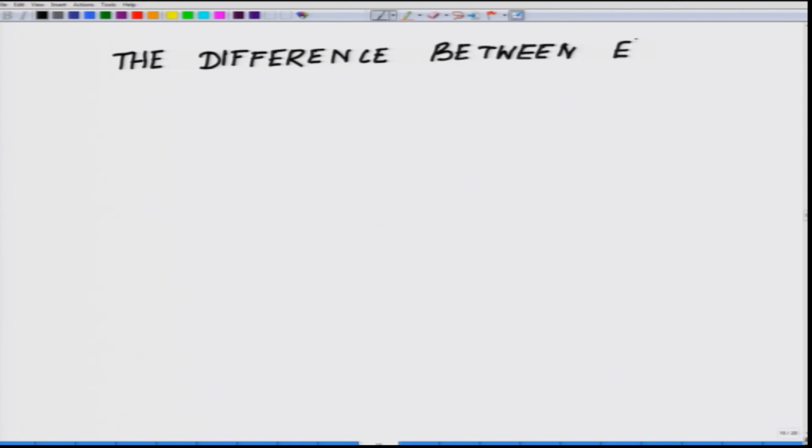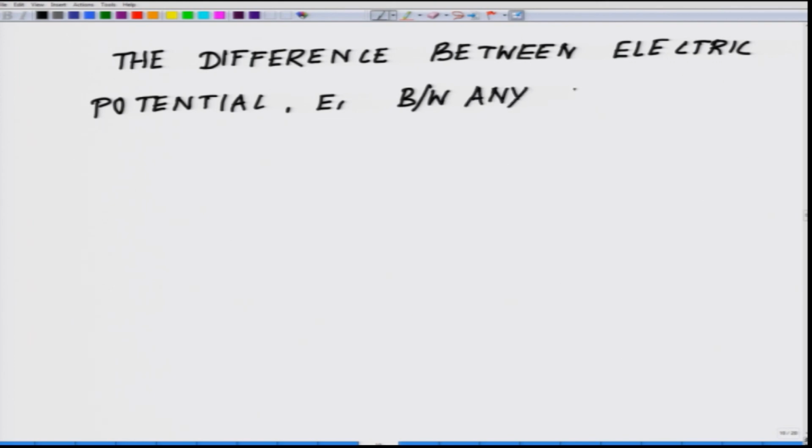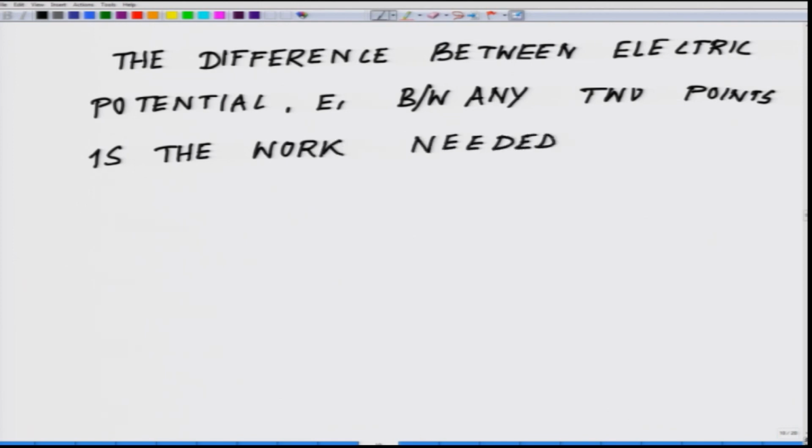The difference in electric potential E between any 2 points is the work needed, or, so be careful, I will be underlining the next phrase inside the bracket, or that can be done.